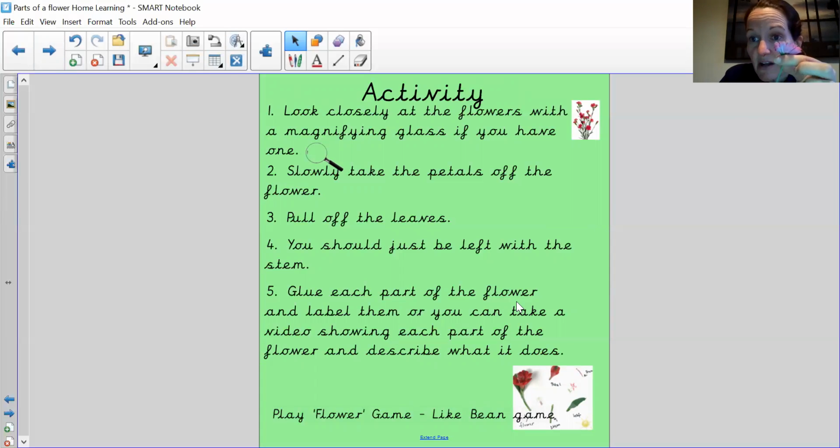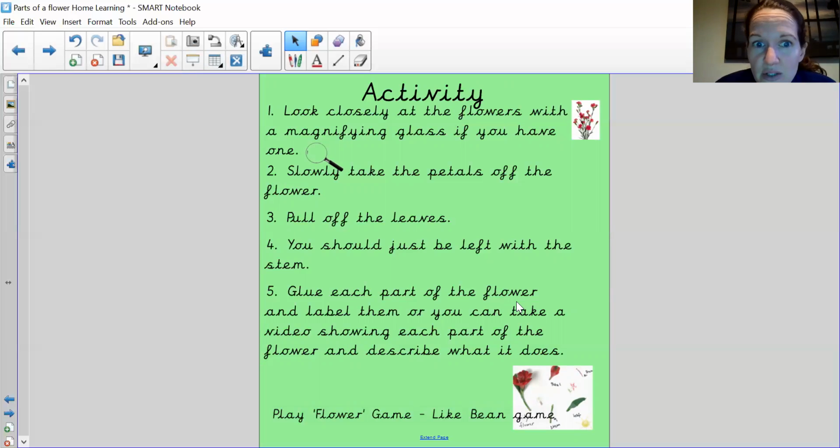And then once you've taken off all the petals, then I want you to slowly pull off the leaves. And once you've done all of that, then you should just be left with the stem, and then you'll have the flower bud part at the top. Then I want you to look at the different parts that you have. Look at the petals, look at the leaves, and look at the stem. Now also, my flower had big leaves and it also had little leaves.